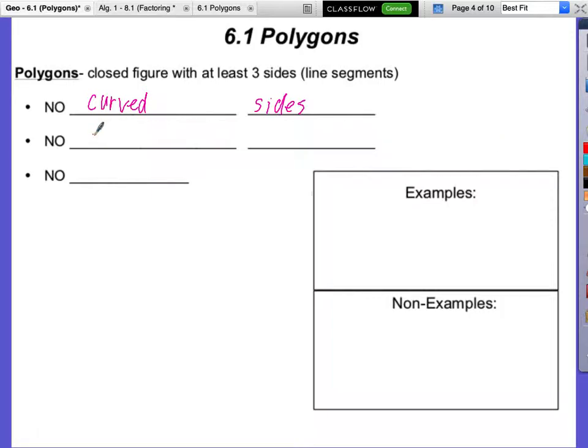There are no intersecting lines in a polygon. And there are no gaps, like an opening or anything like that.